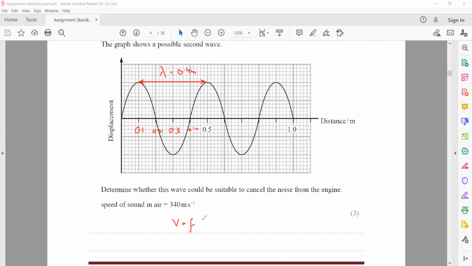And we have the formula V is equal to F lambda. So F is equal to V divided by lambda. So 340 divided by 0.4. When we divide 340 by 0.4, it will come out as 850 hertz, or when we convert this into kilohertz, it will come out as 0.85 kilohertz. So we are using the same frequency to cancel out the noise from the engine, so it is suitable. A comparable frequency is needed to cancel out the other wave. Otherwise, if different frequencies are there, it won't be able to cancel out completely.